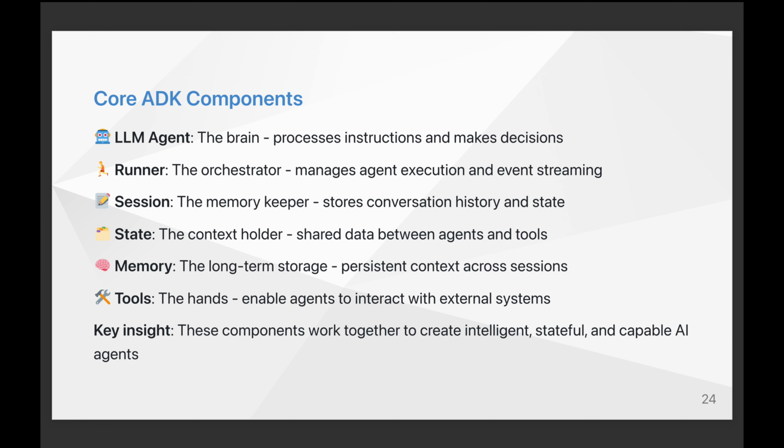The agent is the brain. It processes instructions and makes decisions. The runner is the orchestrator. It manages execution and streaming. Sessions are the memory keeper. They store conversation history. The state is the context holder that shares data between components. Memory is for long-term storage of knowledge that persists across sessions, and tools are the hands that let agents interact with the world. Here's the key insight. These components work together like a symphony orchestra. Each plays its part, but the magic happens when they perform together. Let me show you what each one does.